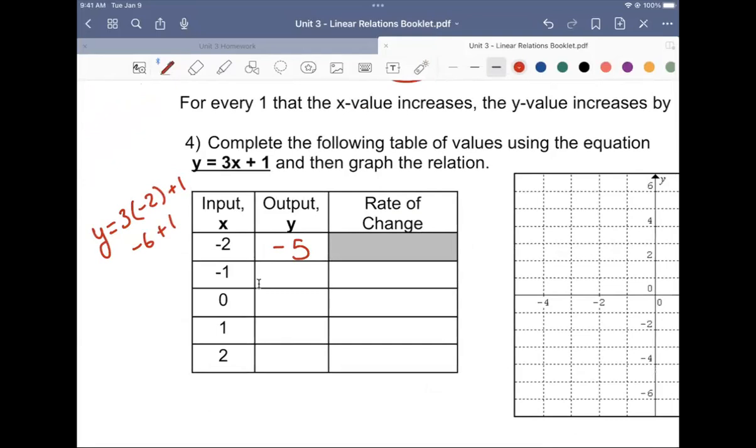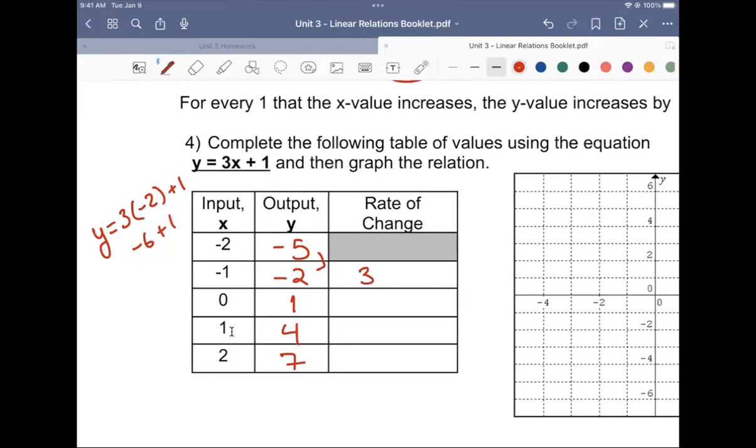If I do 3 times -1, I get -3 plus 1 is going to give me -2. If I do 3 times 0, that gives me 0, plus 1 is going to give me 1. If I do 1 times 3, that gives me 3, plus 1 is 4. And if I do 2 times 3, that gives me 6, plus 1 is 7. So now if I look at the rate of change, I have -2 minus -5, which gives me 3.